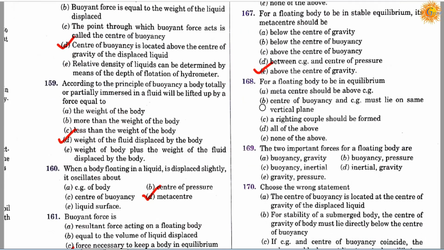Question number 168. For a floating body to be in equilibrium: option A, metacenter should be above the center of gravity; option B, center of buoyancy and center of gravity must lie on the same vertical line; option C, a righting couple should be formed; option D is all of the above; option E is none of the above. So the correct answer is D, all of the above.